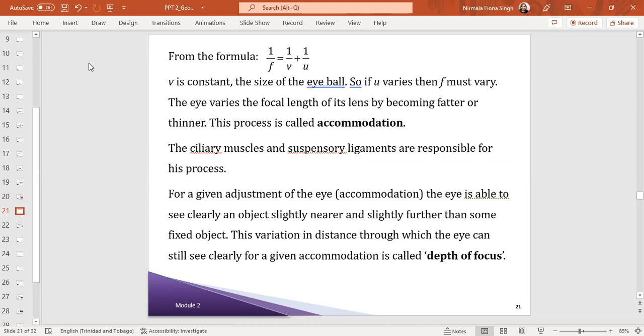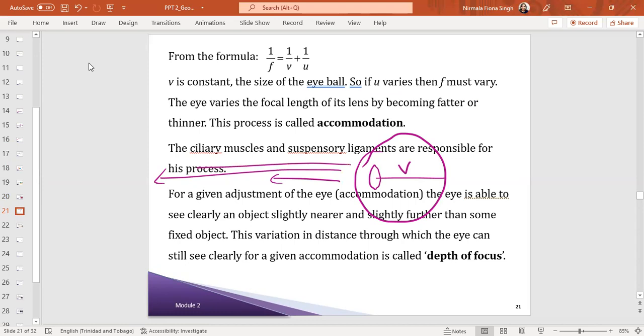So let's just think about this. Let's say this is the eye. The distance between your lens and your fovea, the lens and your retina, is a constant. But we can look at things that are at much greater or closer distances. So your u is going to vary. So if your u varies and your v is constant, that means your focal length is also going to have to change. So let's continue reading.